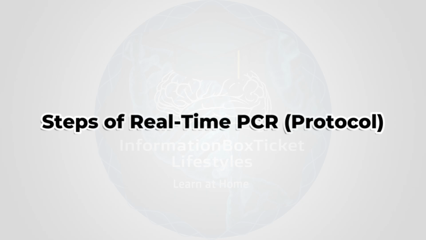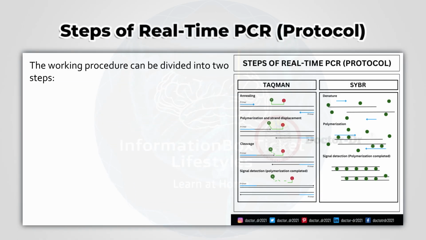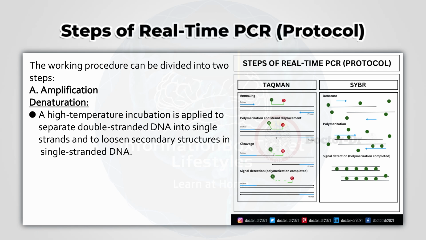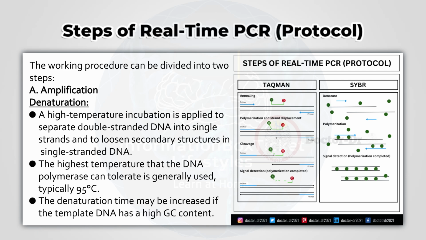Steps of real-time PCR, protocol. The working procedure can be divided into two steps. A. Amplification. Denaturation. A high-temperature incubation is applied to separate double-stranded DNA into single strands and to loosen secondary structures in single-stranded DNA. The highest temperature that the DNA polymerase can tolerate is generally used, typically 95 degrees Celsius. The denaturation time may be increased if the template DNA has a high GC content.